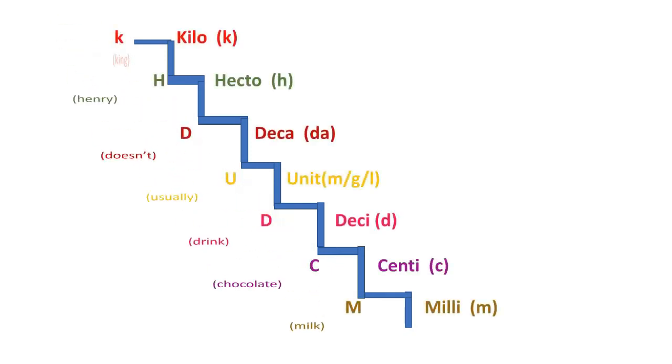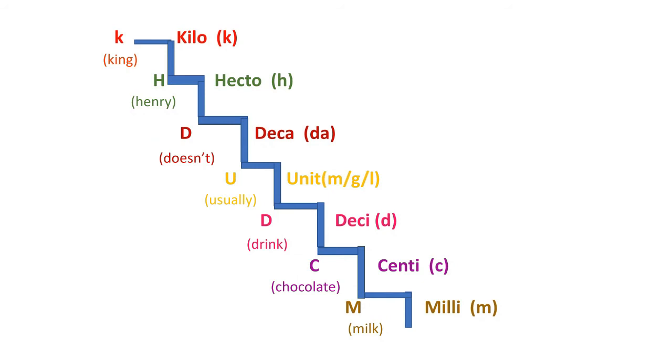So for understanding this, I'll tell you a beautiful song. First of all, understand this. K for kilo, that means the higher unit. Again, if we move a step down, after kilo it comes hecto. Then again, if we move down, it comes deca, then the basic unit. After the basic unit, the next step it comes deci, and after deci it comes centi, and then the smallest unit milli.